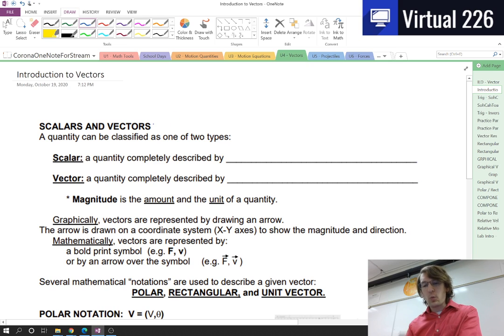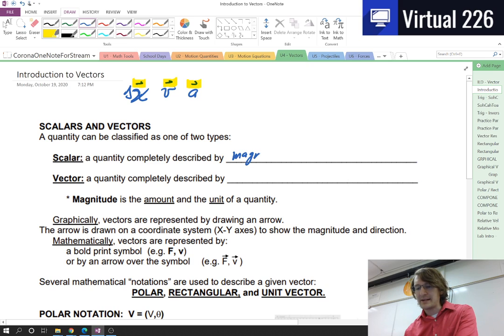Okay, so what we're looking at here is the beginning of Unit 4, and what we're going to be talking about are vectors. Now, we've previously talked about vectors a little bit this year when we've had ideas of displacements, velocities, and accelerations, and we designate vectors as having a little arrow over the top here. Now, we've previously talked about scalars as a quantity defined and described only by the magnitude.